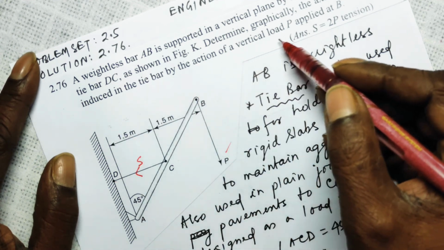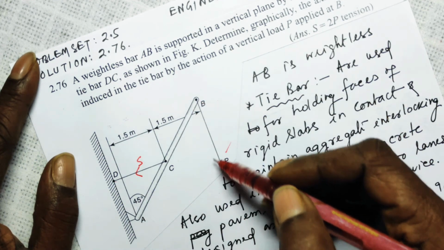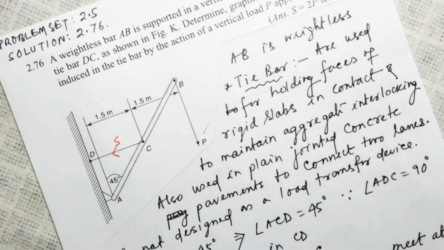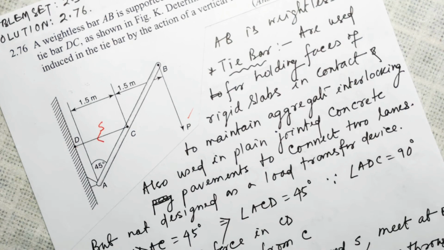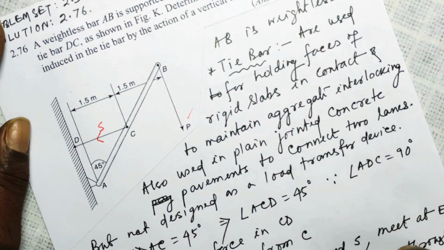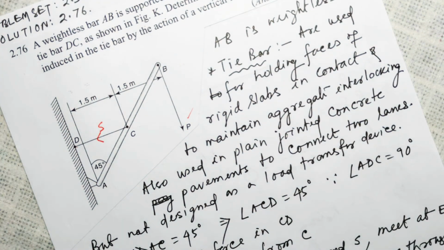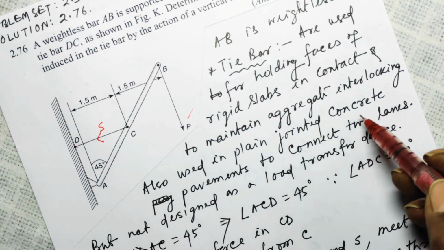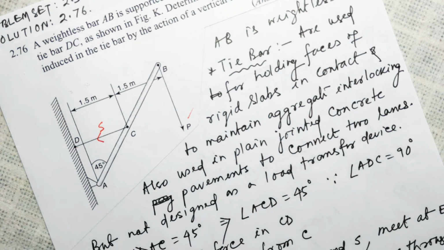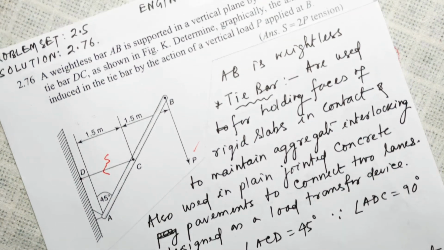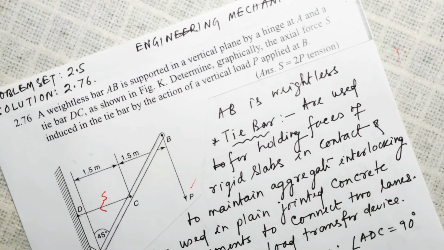Induced in the tie bar by the action of a vertical load P applied at the end B as shown. Now let me tell you what is a tie bar. These are used for holding faces of rigid slabs in contact and to maintain overall interlocking between the slabs. Also used in plain joints, concrete pavements to connect two lanes. But these are not designed as a load transfer device.